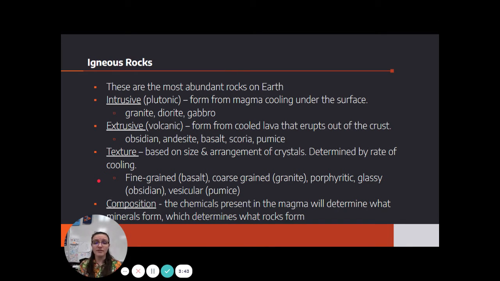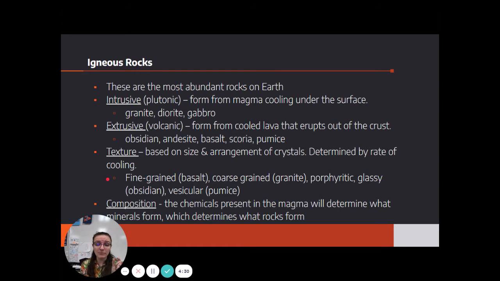Within intrusive or extrusive, we then classify igneous rocks based on their texture and composition. The texture is how big the crystals in this rock are. Remember, crystals and minerals can form when magma or lava cools and hardens. So the texture is how big those crystals are, how big those minerals are, and how they are arranged. And this has a lot to do with how quickly the lava or magma cools. A fine-grained igneous rock has very, very small crystals in it, or very, very small minerals. It cooled quickly, so this is typically an extrusive rock, like basalt.